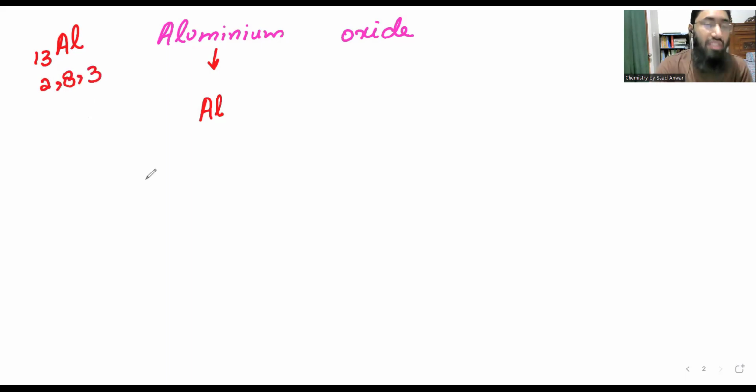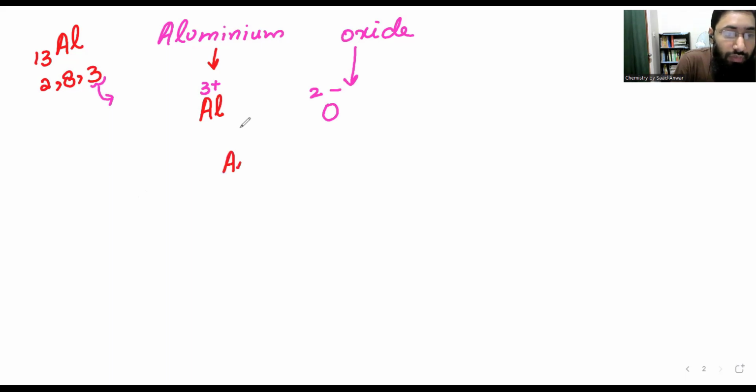Its charge is plus 3. Excellent. So you see, according to electronic configuration, aluminium has 3 electrons in its outer shell. When aluminium loses 3 electrons to complete its octet and achieve stability, it will get a plus 3 charge. And this is oxide, and we know that oxide is oxygen when it carries a minus 2 charge. So Al plus 3, oxide minus 2. What do we have to do to make the correct formula?